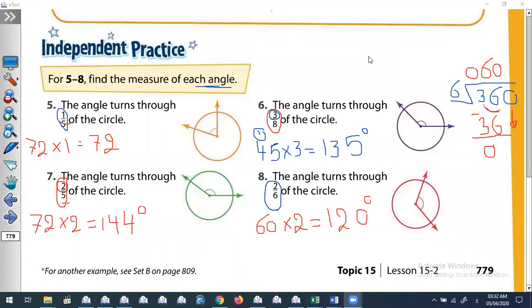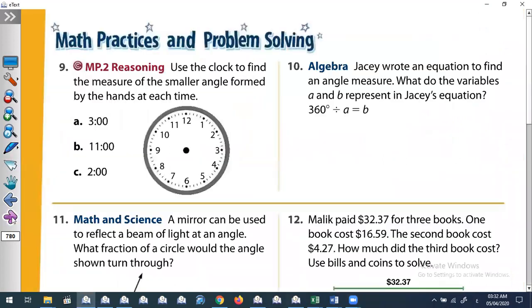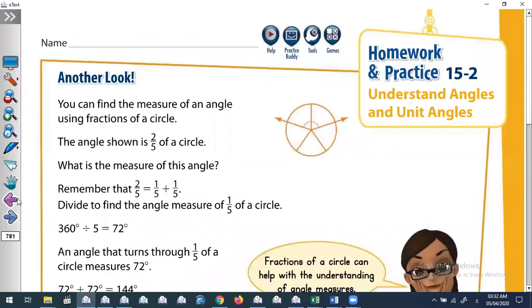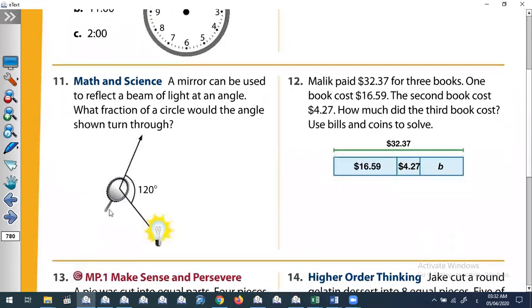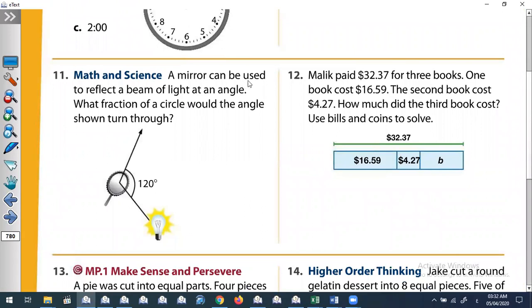Another exercise. Here, a mirror can be used to reflect a beam of light at an angle. What fraction? Here we need the fraction. And already I have the angle. The angle is 120. So you are going to make 120 over 360 as usual.